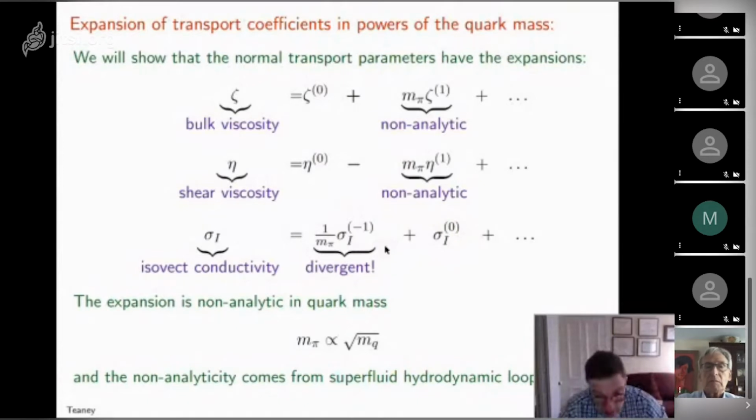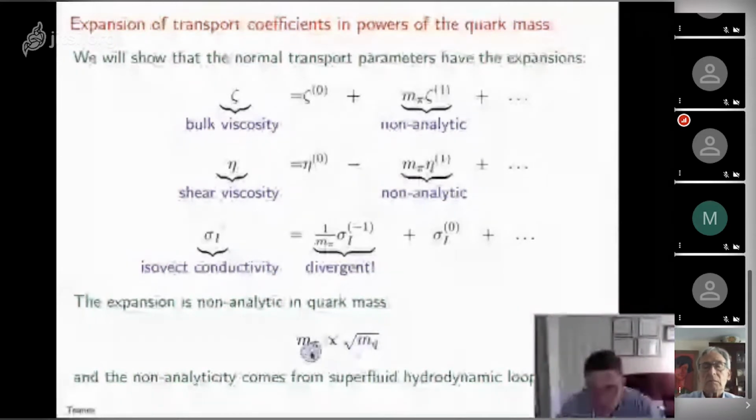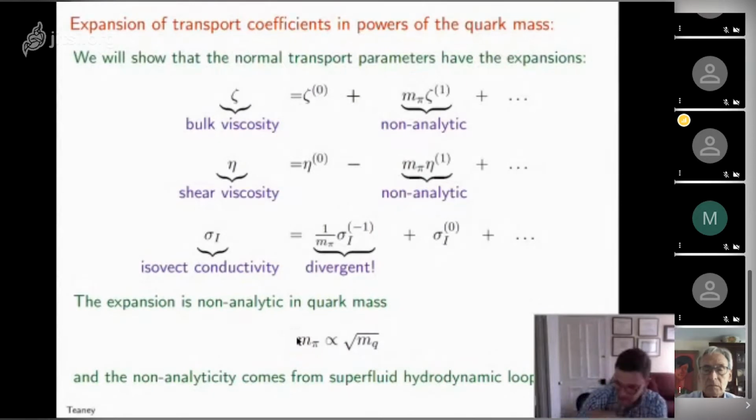near TC. Okay, so maybe one important point here is that these contributions are all proportional to the square root of the quark mass, okay? So it's non-analytic in the quark mass. And this non-analytic structure comes from hydrodynamic loops. So if you know the long time tail in hydrodynamics, the calculation here is very, very similar to the hydrodynamic long time tails.